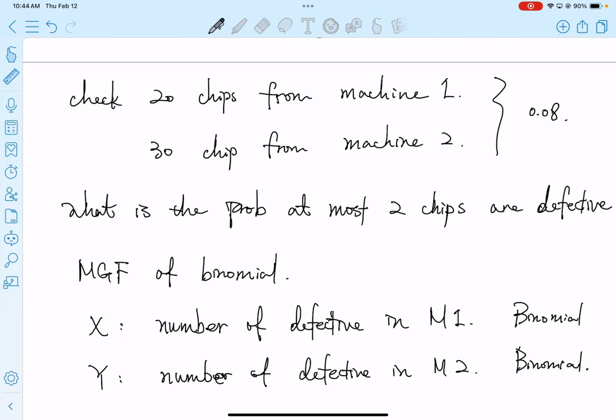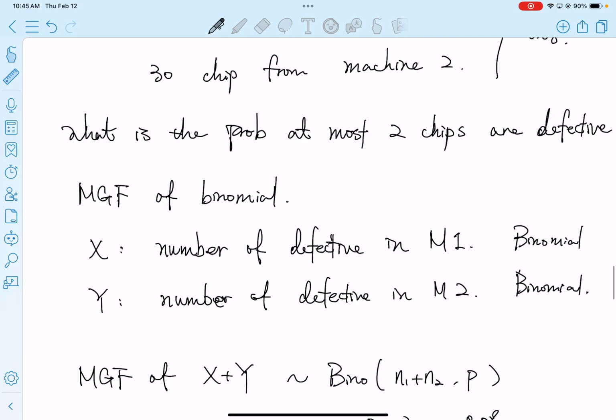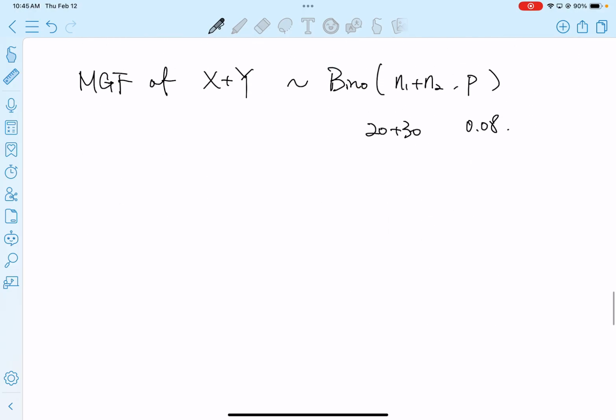What is the probability that two chips are defective if I check 20 chips from machine 1, 30 chips from machine 2, each of them has 0.08? So you need all those things from week 1 to week 5 to identify the density function first. Identify the new parameter, n1 plus n2 and p, and then now we are ready to talk about the probability in this case.